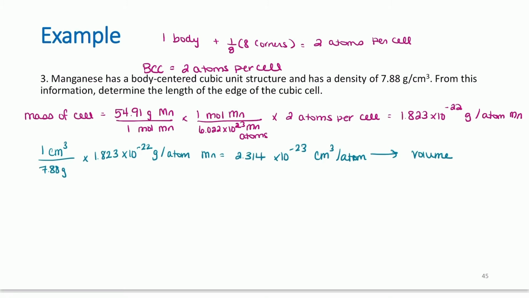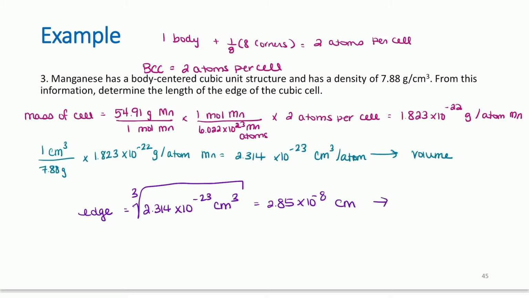My edge is going to be the cube root of that, 2.314 times 10 to the minus 23rd centimeters cubed. Take the cube root of that. This gives me 2.85 times 10 to the minus 8th centimeters, which I'm going to convert to 285 picometers because we just don't really like really small numbers. So 285 picometers. You'll also sometimes see me write this as 2.85 angstrom.